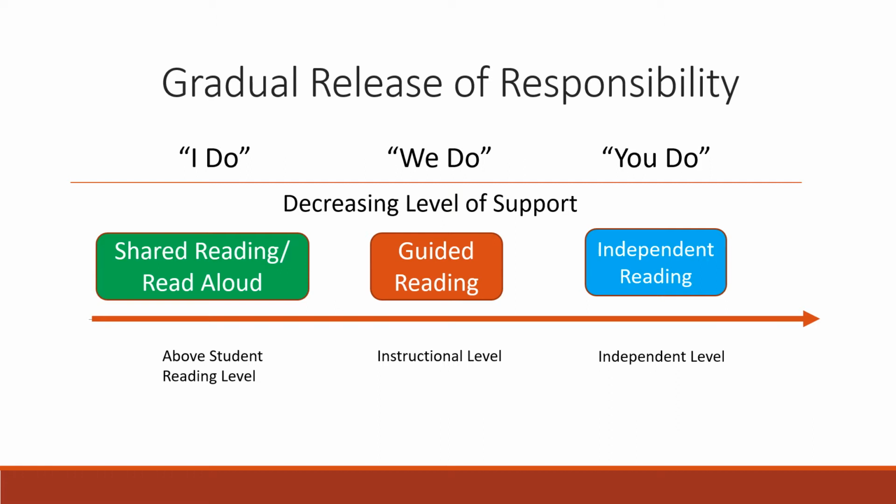So again, I want to point out a couple of things here. First, we model, then we do it with the students, and then they do it on their own. So we have different types of time periods during the day when we do this. The I do is usually called shared reading or read aloud. And again, the text that we're reading is going to be above the student's reading level. In guided reading, the text is going to be at what we call their instructional level, which is just barely above what they can do on their own, but we want to push them a little bit, and we're going to be there to help them. And then the independent reading level is right at their level, which they can do comfortably on their own without any help. Okay, now let's look at the different parts of the day.